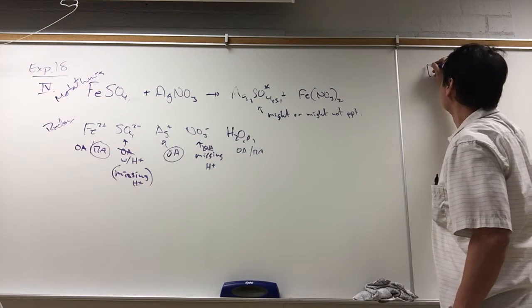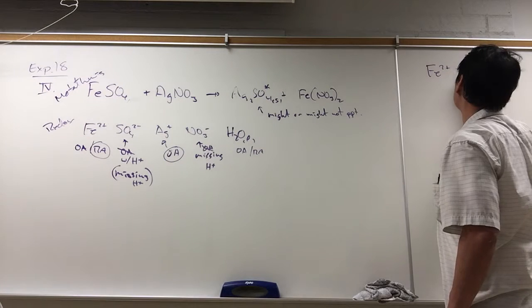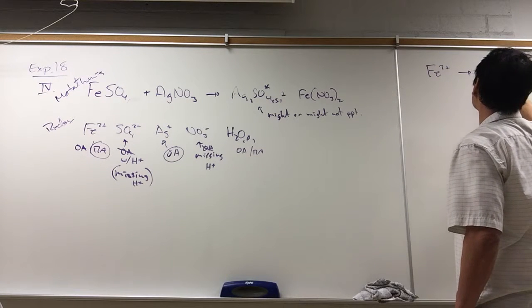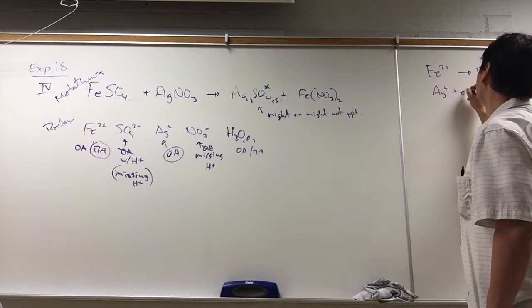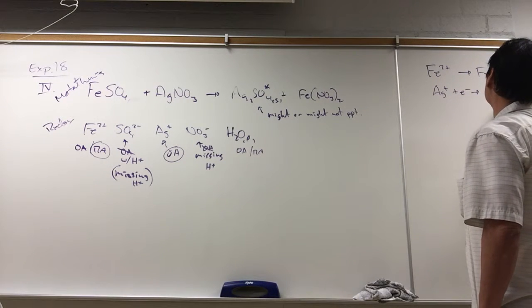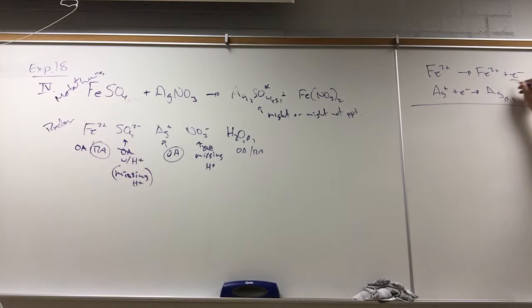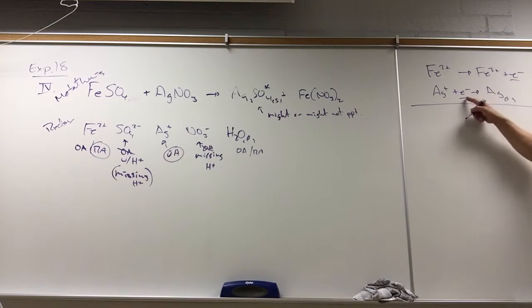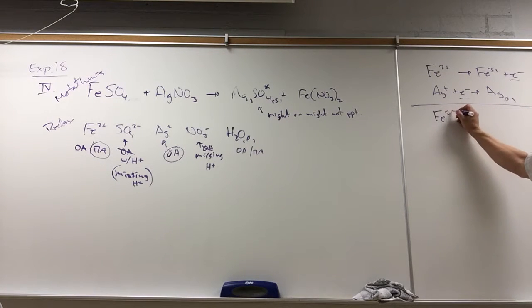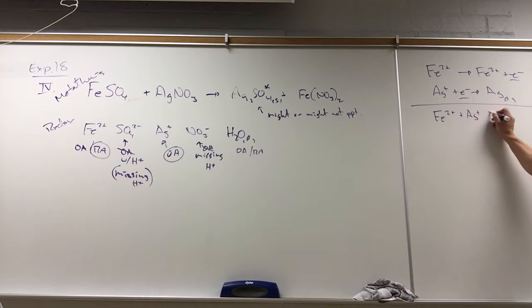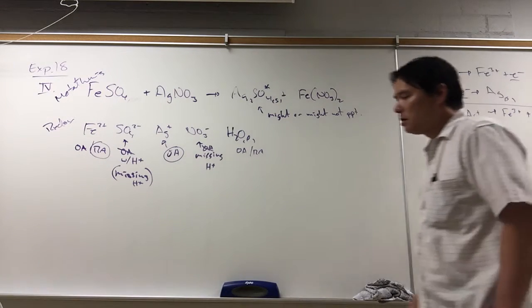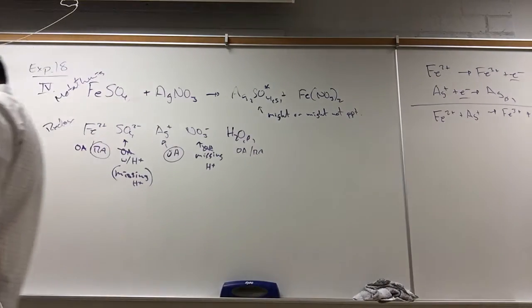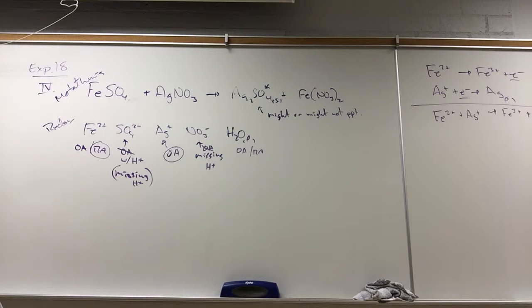If iron 2 acts as a reducing agent, then it gives up an electron to form iron 3+. If silver ion acts as an oxidizer, it gains an electron to form silver metal. And then we add these two reactions, making sure the electrons produced are equal to the electrons consumed. So we get iron 2+ plus silver ions yields iron 3+ plus silver metal. Okay, after we do that, we take the strongest OA and the strongest RA present and combine them, making sure the electrons cancel. What do we do next?